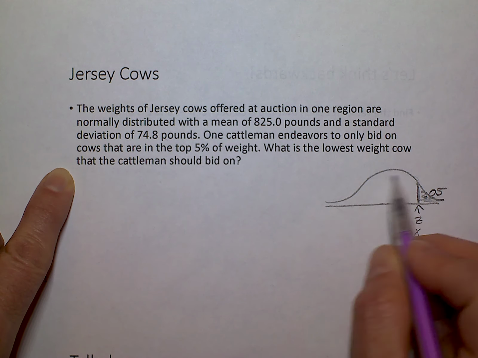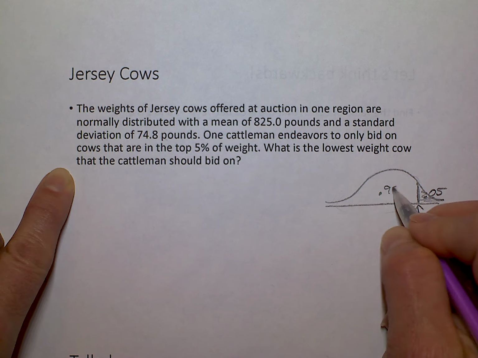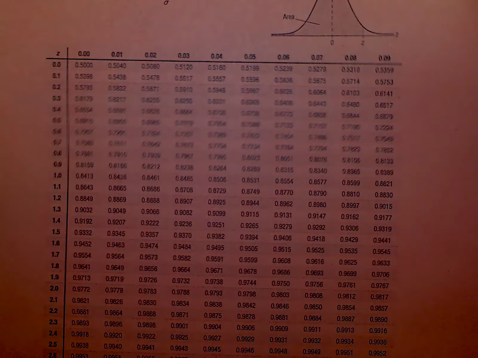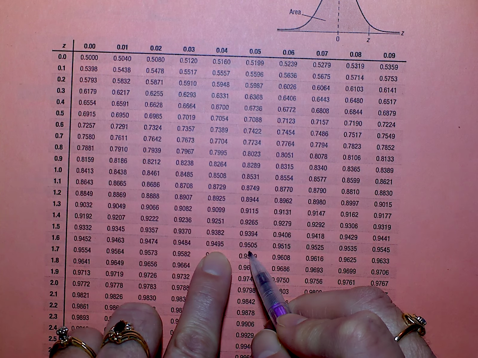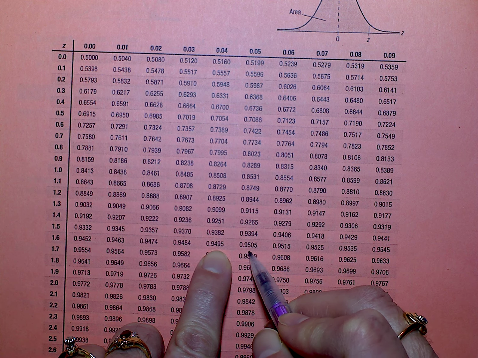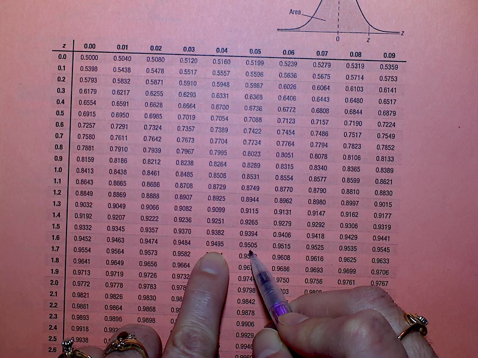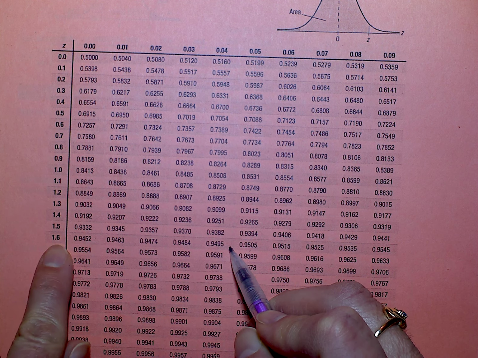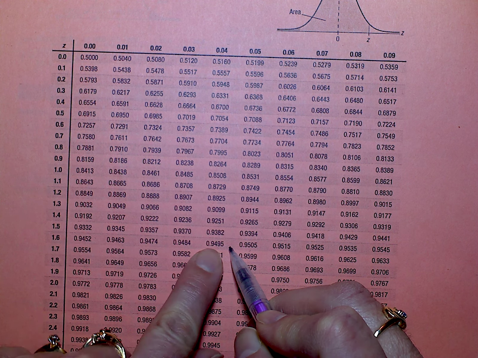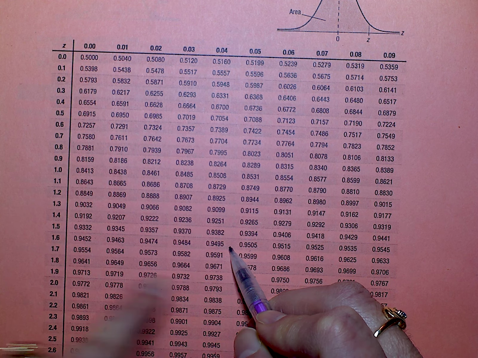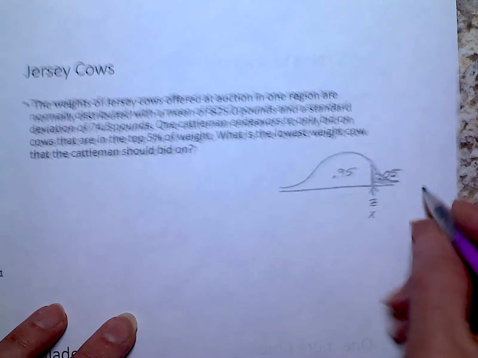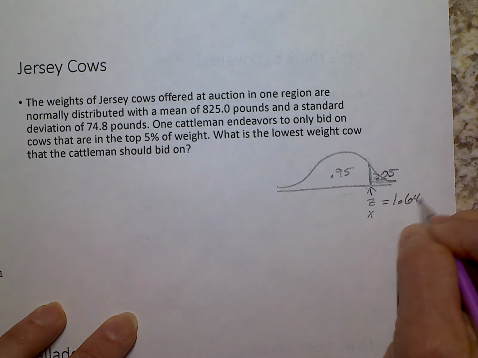Okay, so we're going to find the z. We need all of this area. So this is 0.95. Go to your table. 0.95. I don't know how well you can see this table on here, but look at yours. 0.9495 and 0.9505 are equally distant from 0.95. So here's what we do. We go smack dab in between the two. So we're going to go halfway between 1.64 and 1.65. So halfway between is 1.645. So the z value there is 1.645.